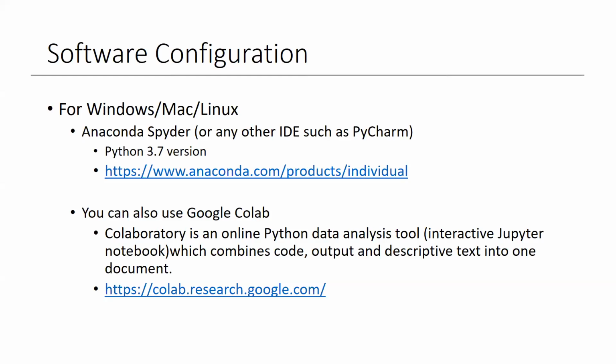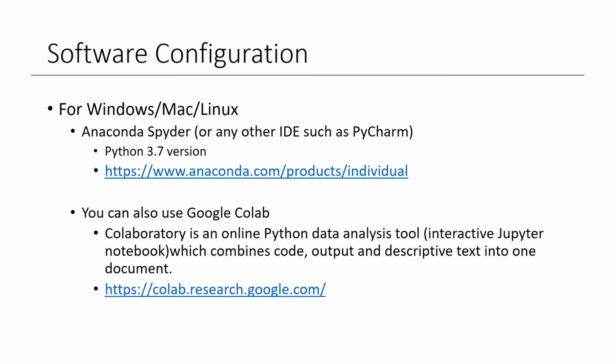So let's look at what sort of a software configuration you need for this course. I expect you to have some sort of a Python IDE available to you. So I'm going to give you a couple of options. You can have Anaconda Spyder, or install Anaconda that comes with the Spyder IDE, or you can use Google Colab. There are other options like PyCharm, so you can use any of those IDEs, but I recommend probably using Anaconda or Google Colab. So let's take a look at these two options.